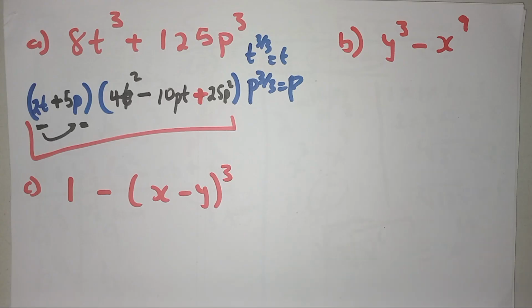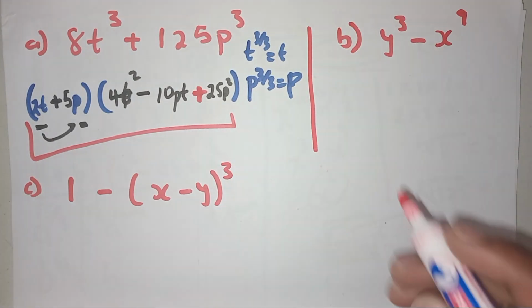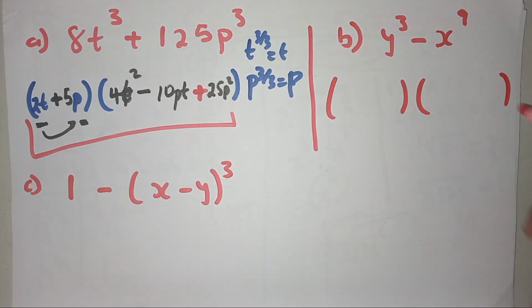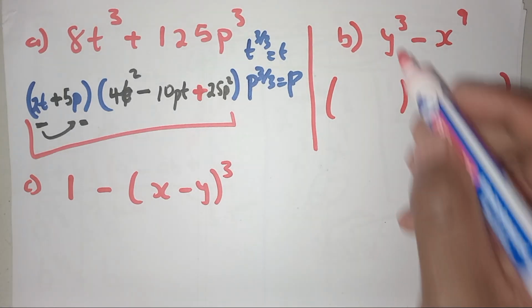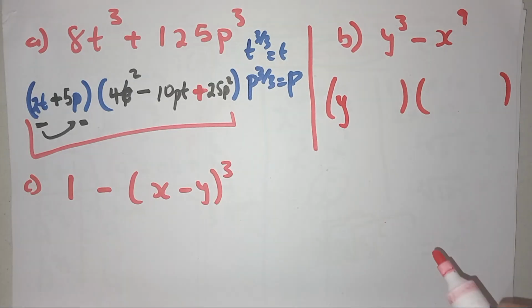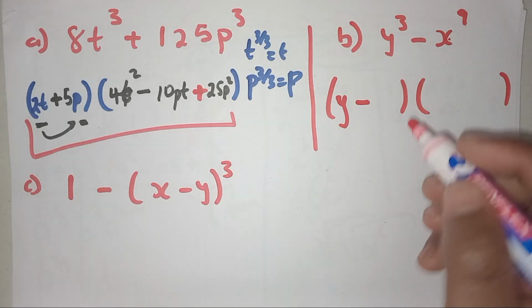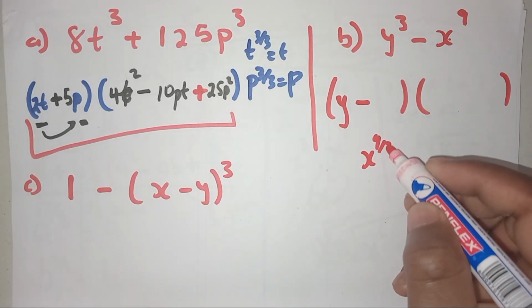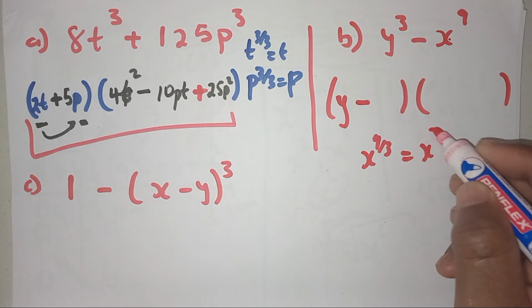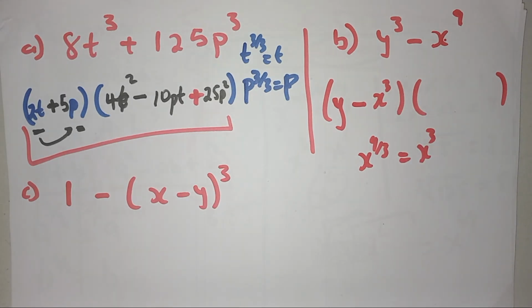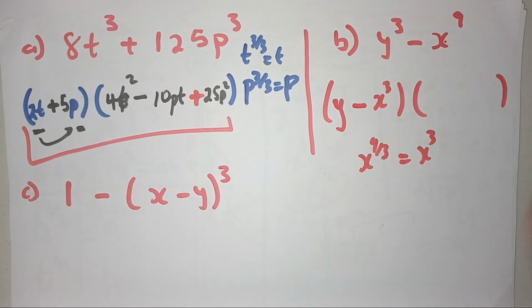Okay, so let's see what we can do from this one. We initiate by writing our format, right? So what is the root of this one? It's going to be y, and then we write this sign here. And then for this one, since it's x exponent 9, we divide by 3, we're going to get x exponent 3. So it's going to be x exponent 3 here, right? Remember I said for you to get this one, you just divide by 3.